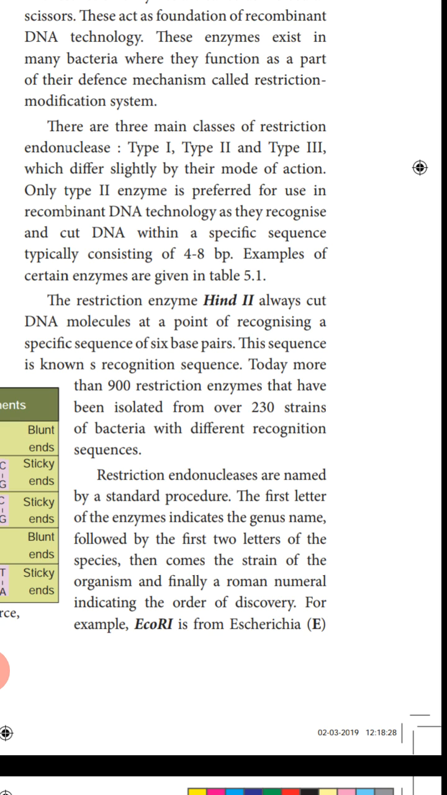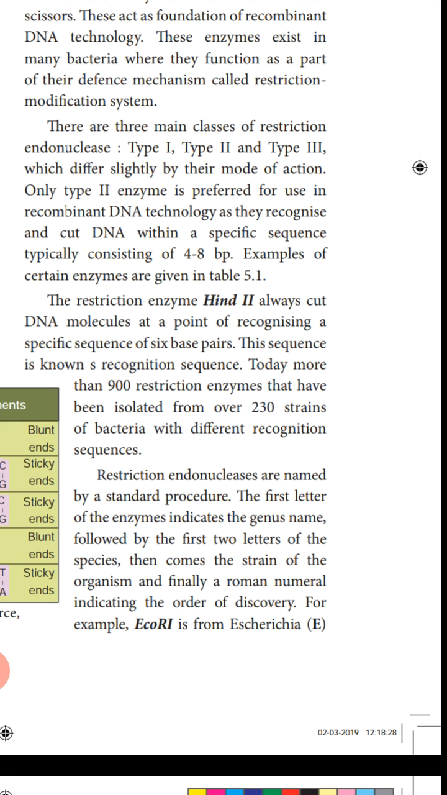Today, more than 900 restriction enzymes have been isolated from over 230 strains of bacteria, each with different recognition sequences. So till now about 900 restriction enzymes have been discovered from 230 strains of bacteria, and these 900 restriction enzymes can cut DNA at different recognition sequences or recognition sites.